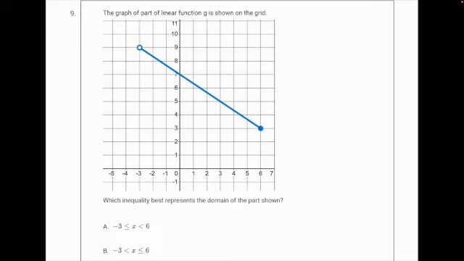Guys, think about what we're talking here. Guys, domain means X. Domain means X.